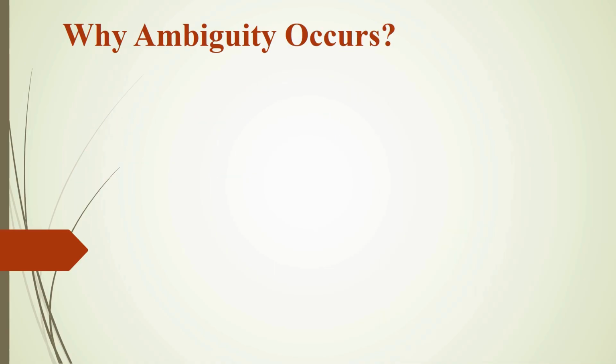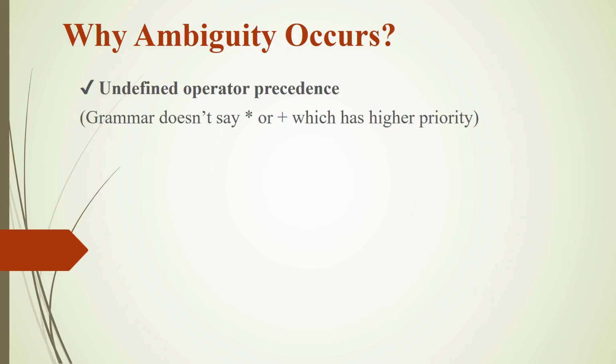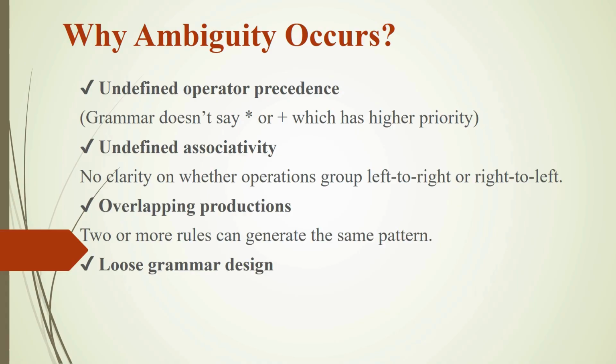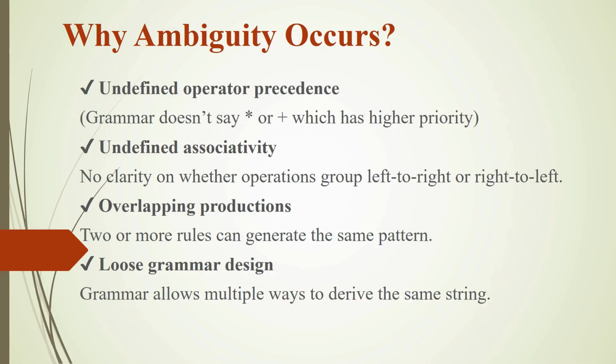Now why does this ambiguity occur? These are some basic mistakes made during grammar design, and due to that ambiguity occurs: undefined operator precedence, undefined associativity, overlapping of production rules, and, most important, loose grammar design, and due to this the grammar may become ambiguous. So these are some basic mistakes while designing a grammar, and due to this your grammar may become ambiguous. I hope you understand this.